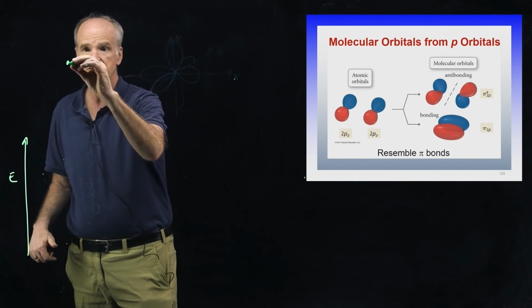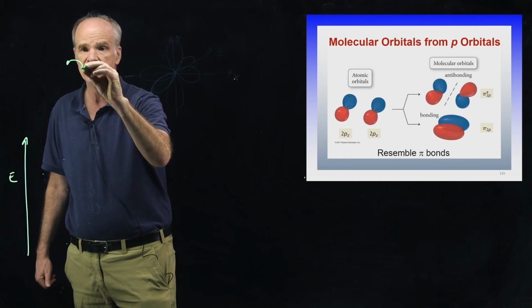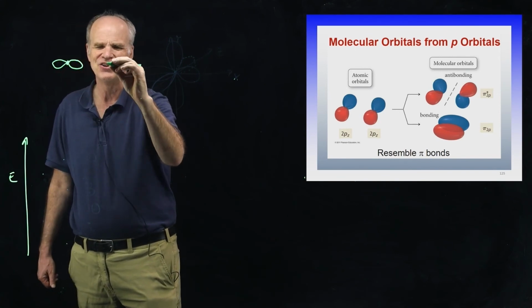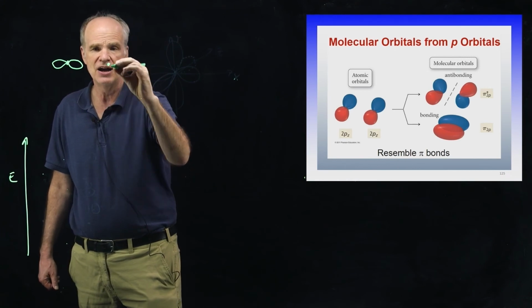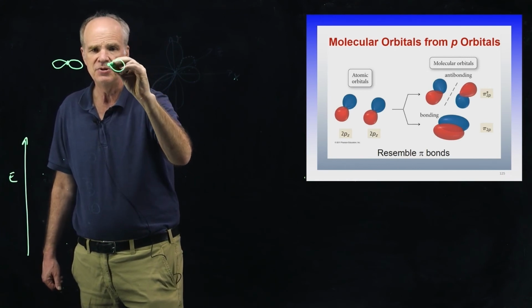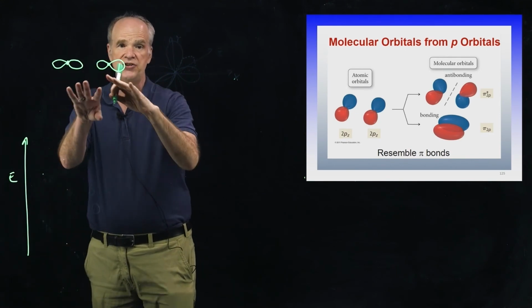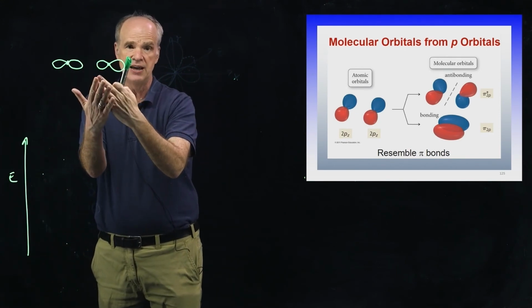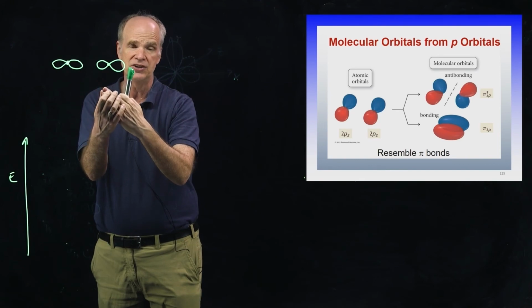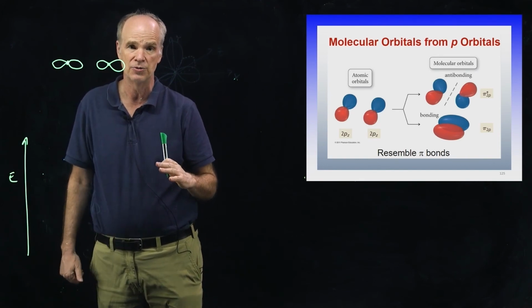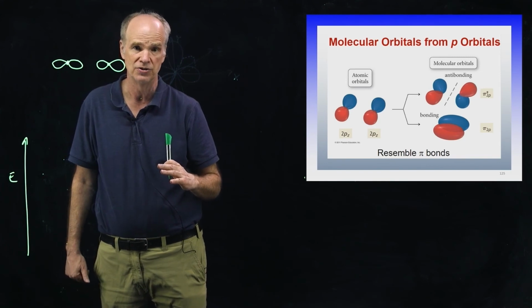So I have a nucleus of an atom here, and so here's one p orbital there. Here's another nucleus of another atom, and so this is a p orbital from there. And so what I'm going to do is mix these together. So you would shove them together and you would add up the electron densities. Now, can you draw what the bonding molecular orbital and the antibonding molecular orbital look like?